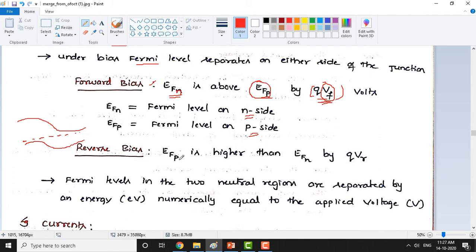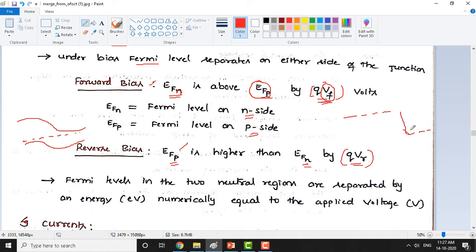Reverse bias: EFP is higher than EFN. It's quite the reverse of what you see with reference to forward bias. By how much? It is again q times VR. By this much amount, EFP is higher compared to EFN. So EFP is higher, it will be something like this, upper on the p side, and it will be lower on the n side.